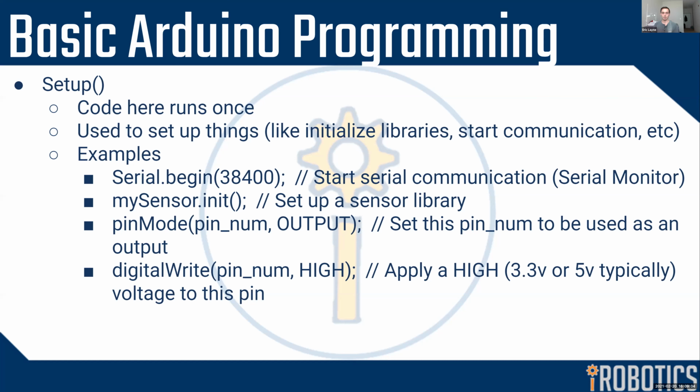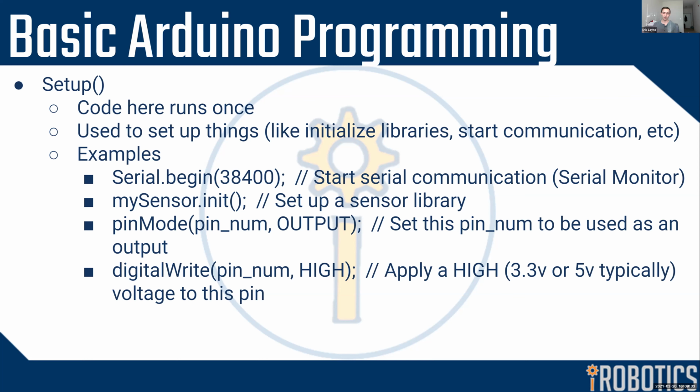Some examples: you have Serial.begin, so you start serial communication, and mySensor.init, you initialize a sensor, something like this. All these things just happen once to get everything ready to go, and then you can keep using them repeatedly in a loop later. And then for configuring the hardware, you can do pinMode. You give it your pin number, so if you have Arduino pin 12 or something like that, you want to say it's an output.